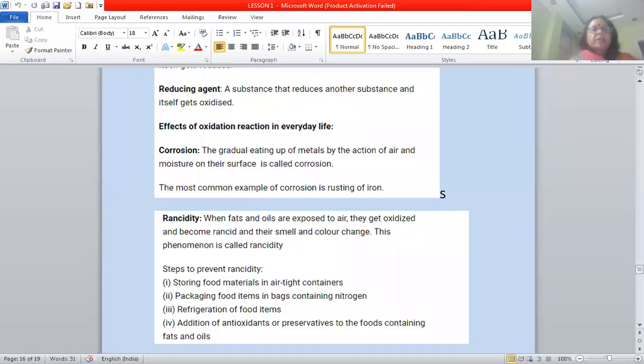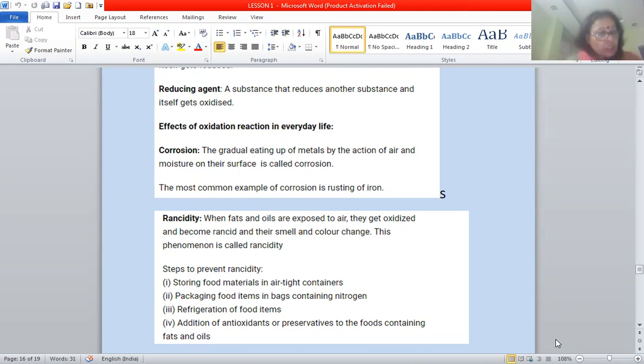As you can see on the screen, what is corrosion? In daily life, we come across a large number of oxidation reactions. Usually we see that when metals are exposed to the atmosphere for a long time, they lose their metallic luster and become dull, because of the formation of an oxide, carbonate, or sulfide layer.